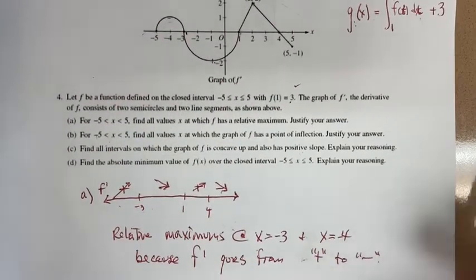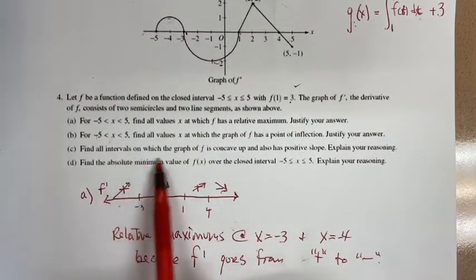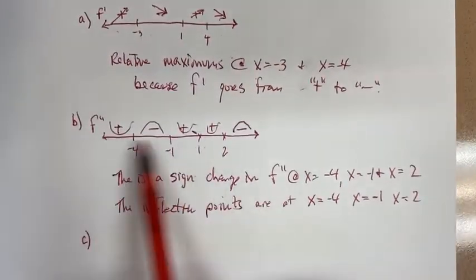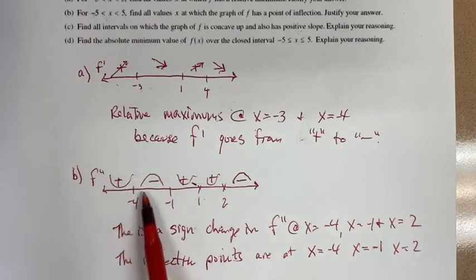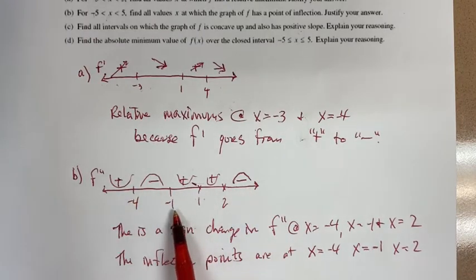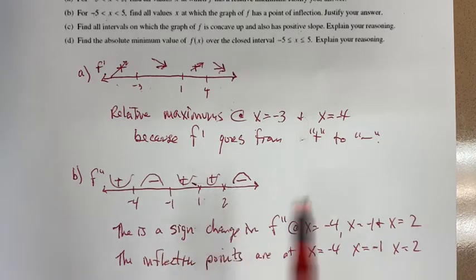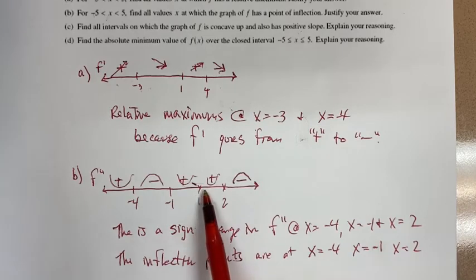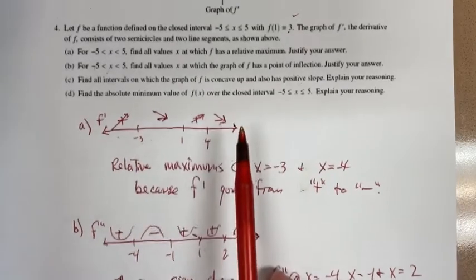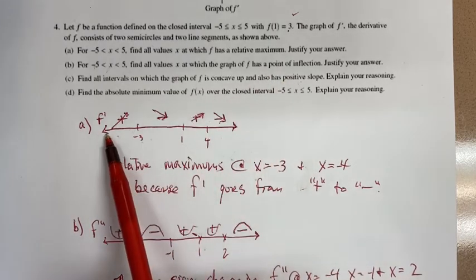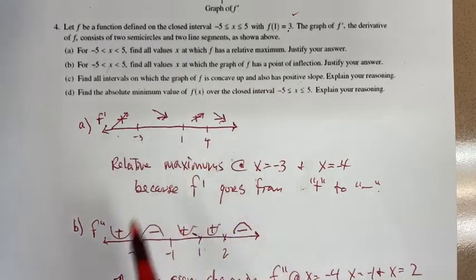So for C, we are trying to find where f is concave up and has a positive slope. From our charts, we can see that it's concave up from -5 to -4, and from -1 to 2, kind of, because it's undefined anyway there. And it has a positive slope from -5 to -3 and 1 to 4.